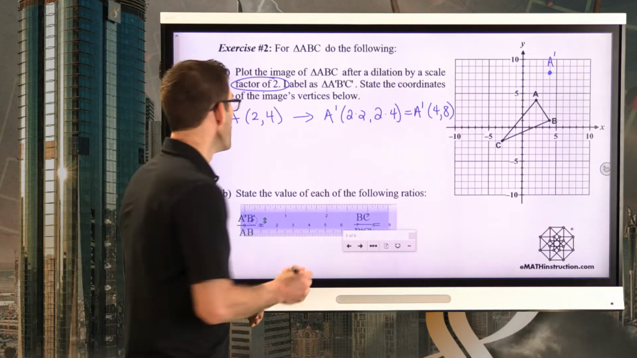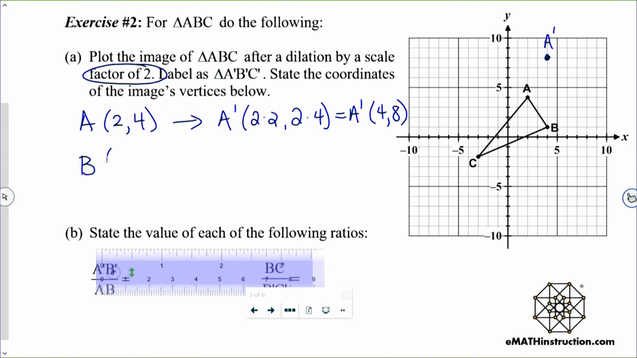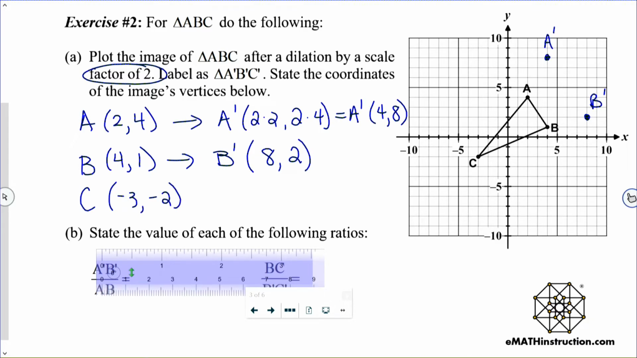All right, well, we have B at 4, 1, so B prime, when I double both of these coordinates, will be 8, 2. All right, 8, 2 for my B prime. And my C, which is at -3, -2, when I double both of those coordinates, my C prime will be at -6, -4. All right, so right here.